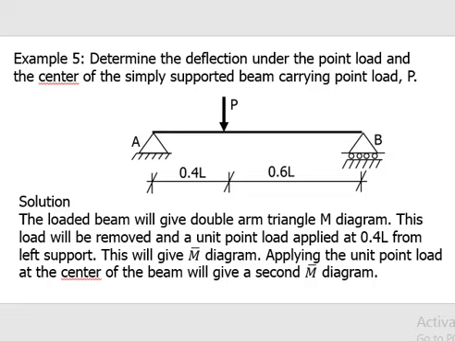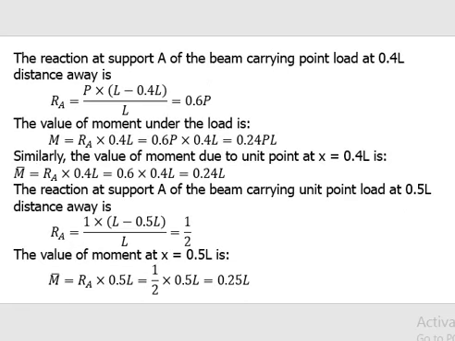So applying the unit load at the center will also give us another M bar diagram. Then multiplying the M diagram with the M bar diagram will give us the displacement we are looking for. For the case of external applied load P, as usual, we find the support reaction ROA. In this case, ROA gave us 0.6 P.